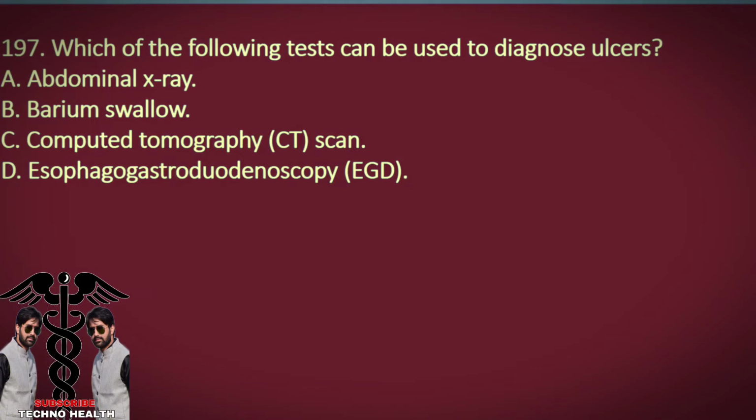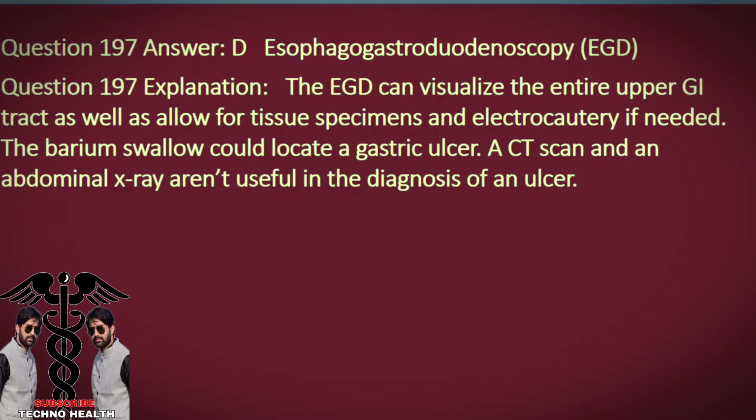Question 197. Which of the following tests can be used to diagnose ulcers? A. Abdominal X-ray. B. Barium swallow. C. Computed tomography, CT, scan. D. Esophagogastroduodenoscopy, EGD. Question 197. Answer: D. Esophagogastroduodenoscopy, EGD. Question 197. Explanation.